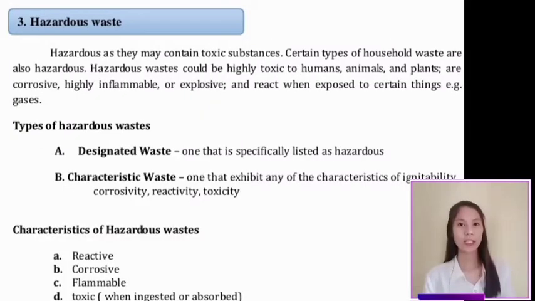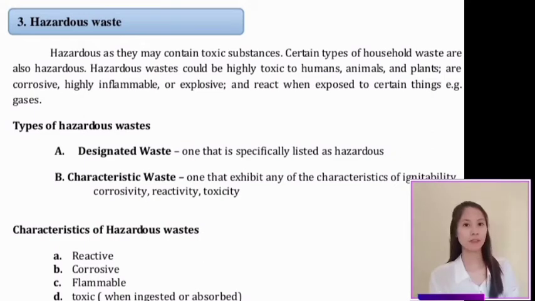Hazardous waste is a waste with properties that make it dangerous or capable of having a harmful effect on human health or the environment. There are two types of hazardous waste. One is designated waste. It is one that is specifically listed as hazardous. Number two is characteristic waste. It is one that exhibits any one of the characteristics of ignitability, corrosiveness, reactivity, and toxicity.